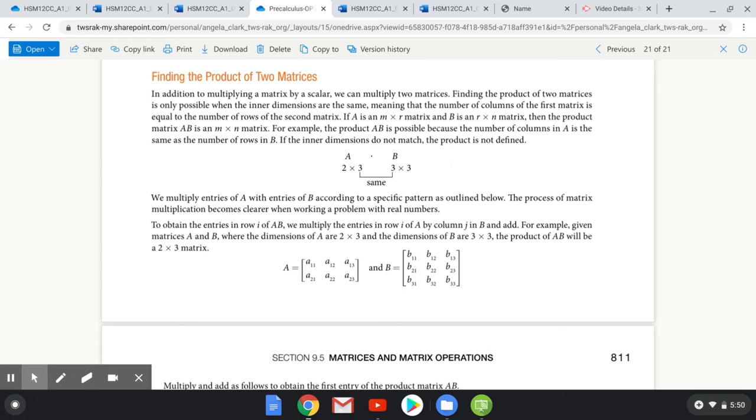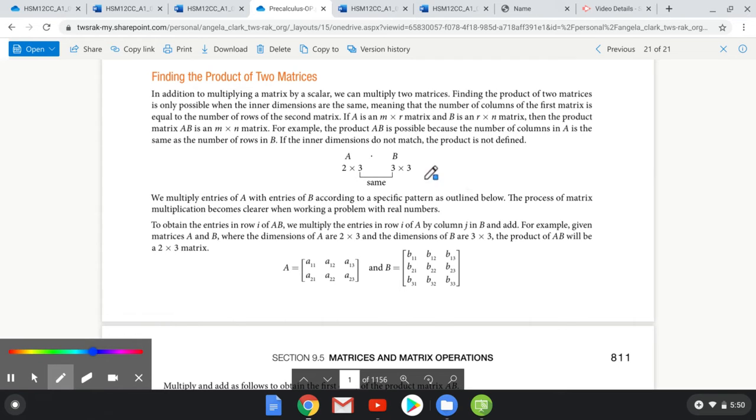Now, with that in mind, that means that if this is A times B, that's not going to be the same as B times A, because look at this. B is a 3 by 3, and A is a 2 by 3. So if I try to do B times A, my columns don't match the rows here. So I can't even do this multiplication. So A times B is not necessarily going to equal B times A. In fact, sometimes A times B is defined and B times A is not defined.